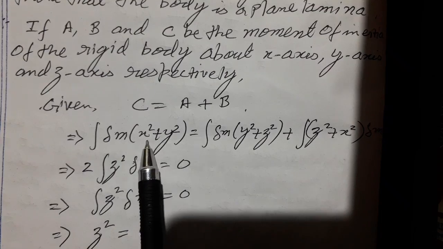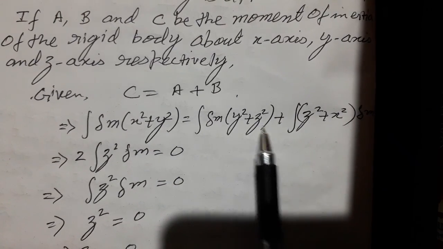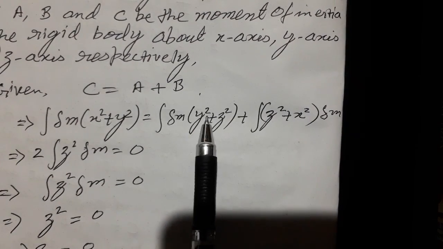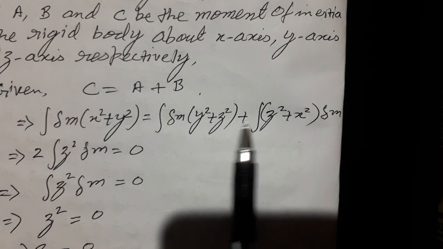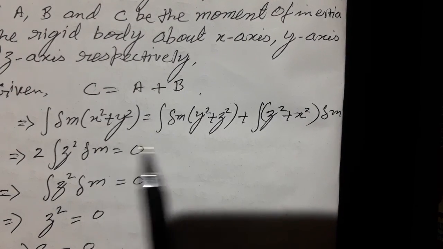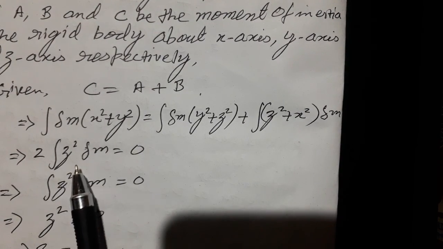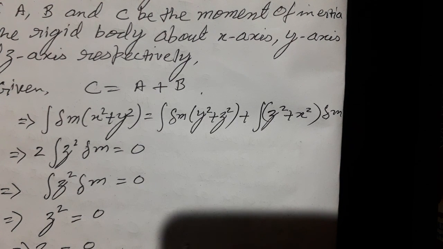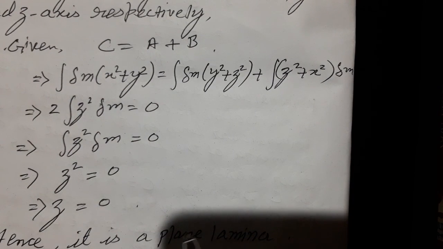So we have summation delta m x square plus y square equal to summation delta m y square plus z square plus summation delta m z square plus x square. If you simplify this, everything cancels and we are left with summation z square delta m equal to 0. But delta m cannot be 0, so we are forced to have z square equal to 0, so z is equal to 0. Since z is 0, it lies in a plane, with only x and y coordinates. So the given rigid body is a plane lamina.